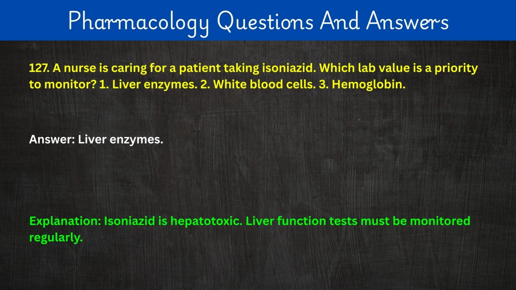127. A nurse is caring for a patient taking isoniazid. Which lab value is a priority to monitor? 1. Liver enzymes. 2. White blood cells. 3. Hemoglobin. Answer: Liver enzymes. Explanation: Isoniazid is hepatotoxic. Liver function tests must be monitored regularly.